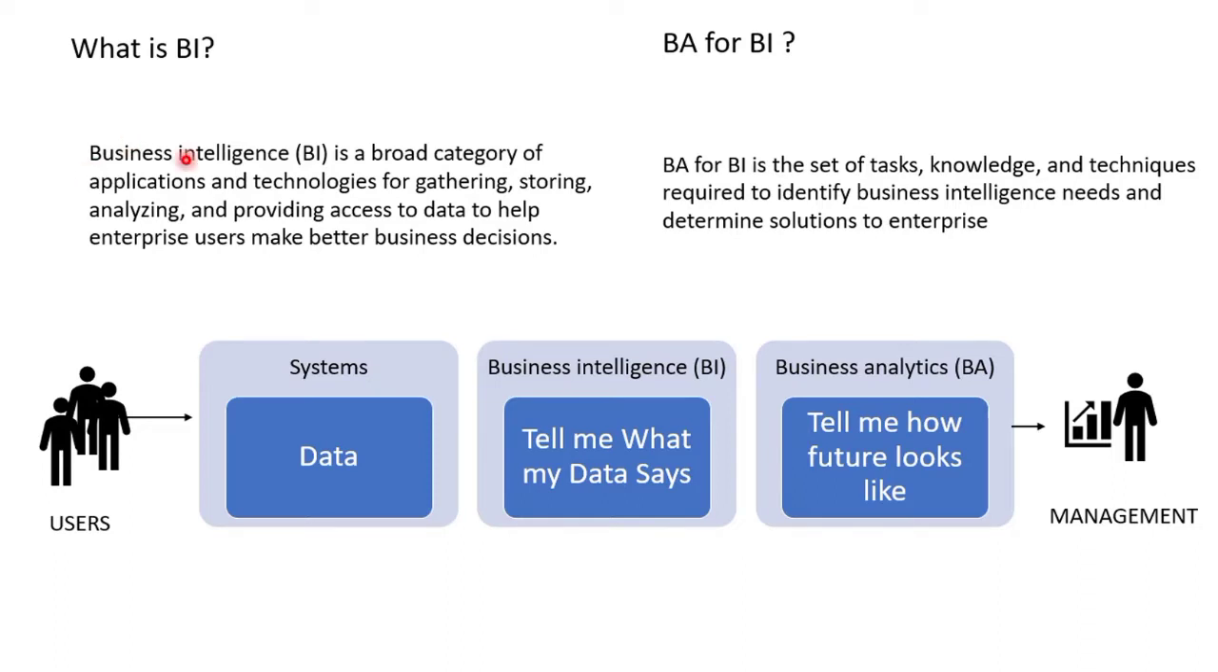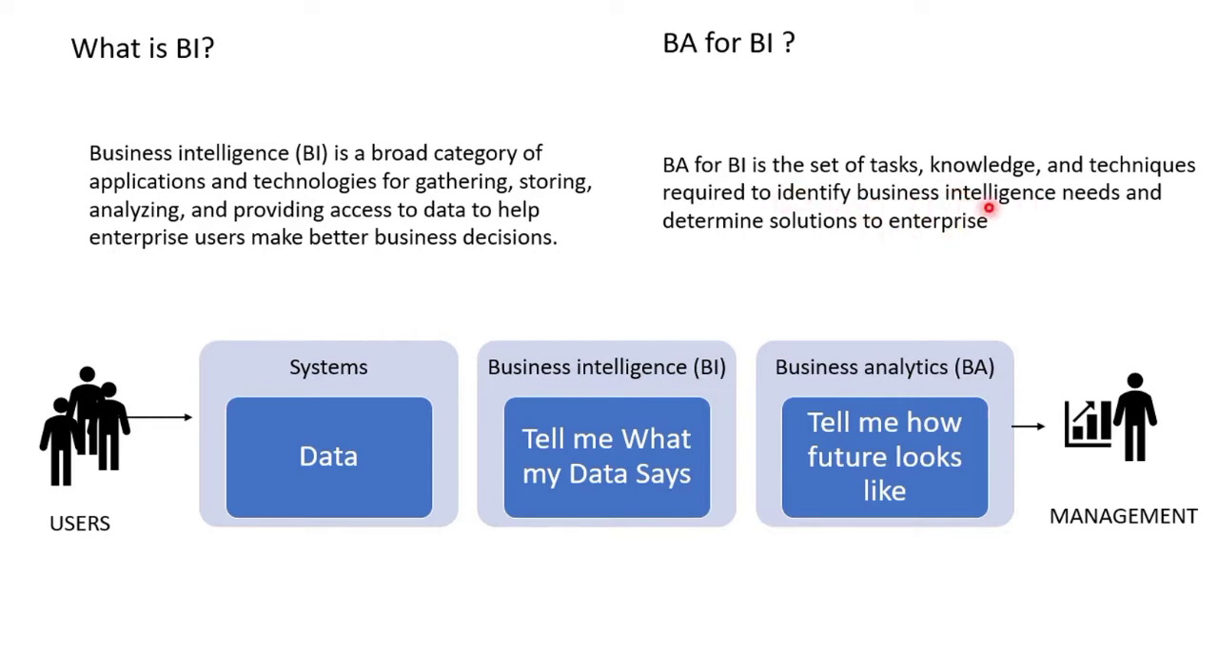So that is what we define BI as. A standard definition we can term is a broad category of applications and technologies for gathering, storing, analyzing, and providing access to the data so that we can help organizations make better decisions. Now, we are going to use this term BA for BI a lot. So BA for BI is business analysis for BI. What we are going to use is for the set of tasks, the activities which a BA is going to perform in line with the BI knowledge and techniques which are required to identify the business intelligence needs and determine the solution.